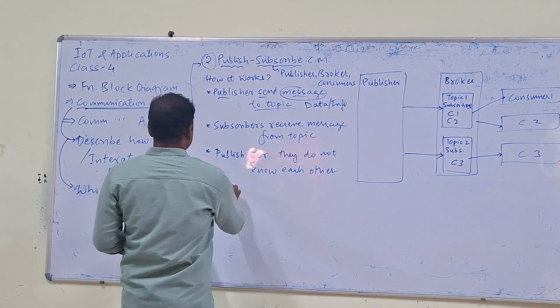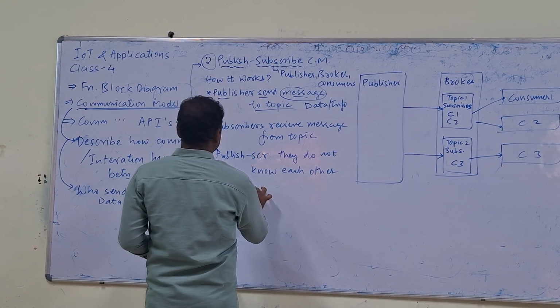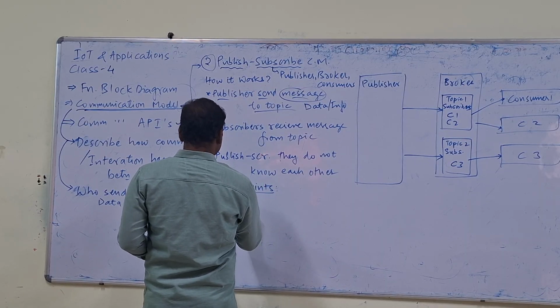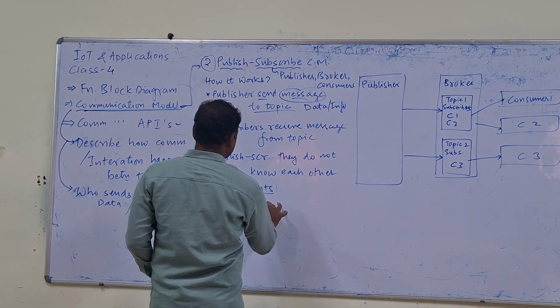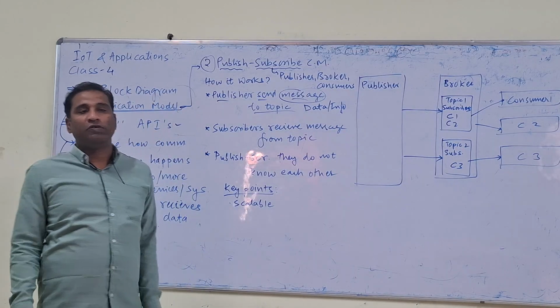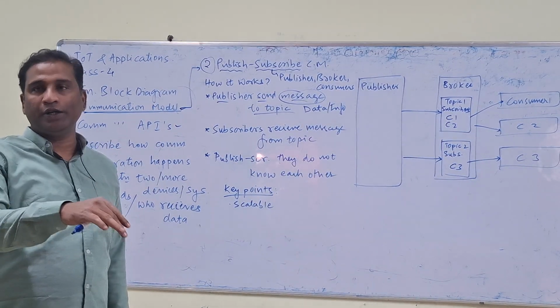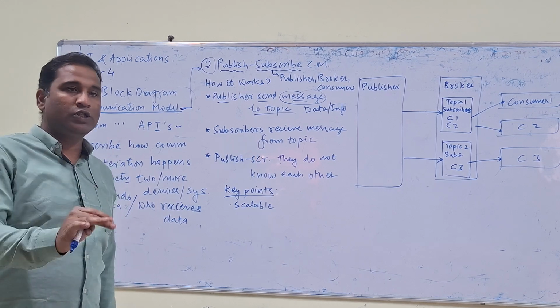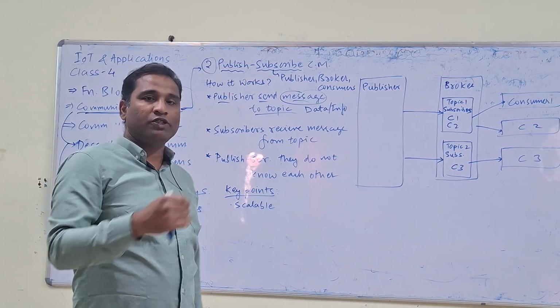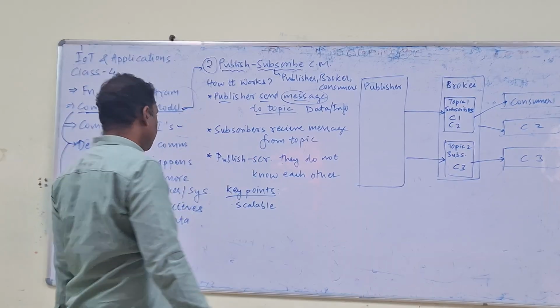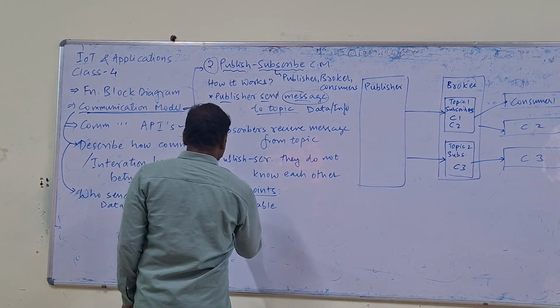Some key points. The key means important points. Scalable. Scalable means it can grow. New movies can be added. New web series can be added. Here subscribers can be added. Scalable. Right. Then asynchronous.